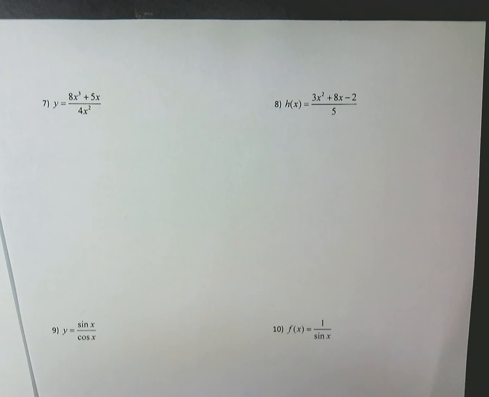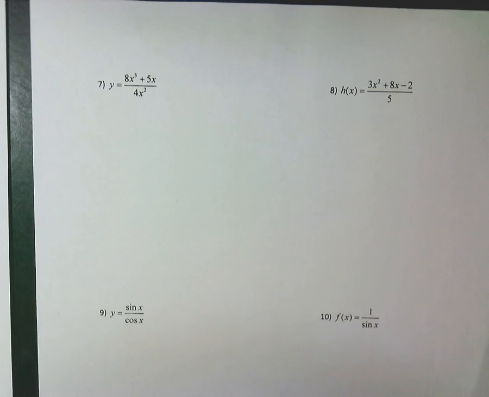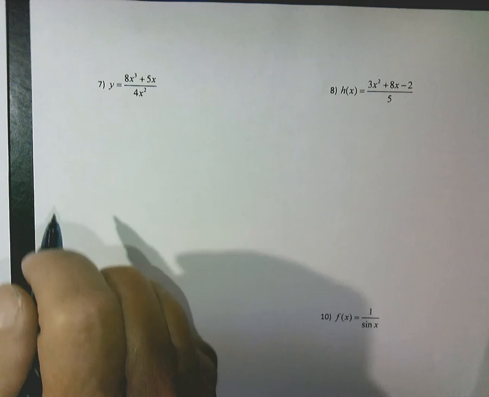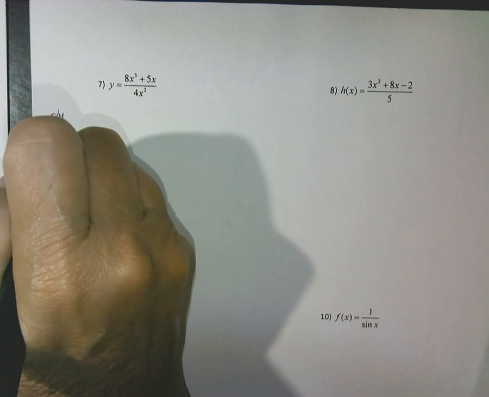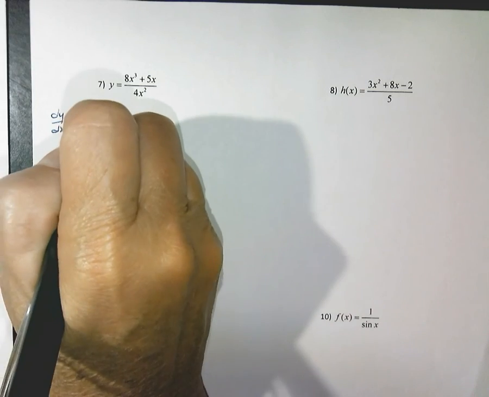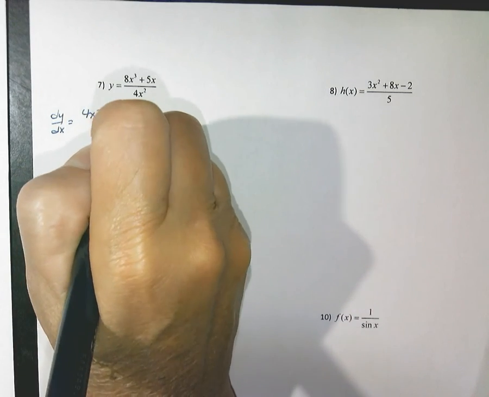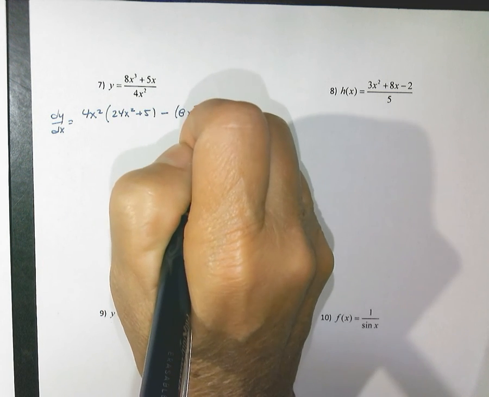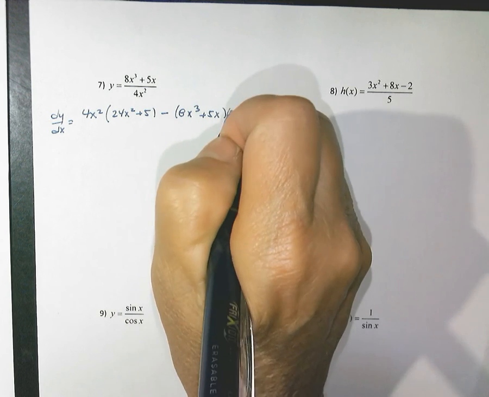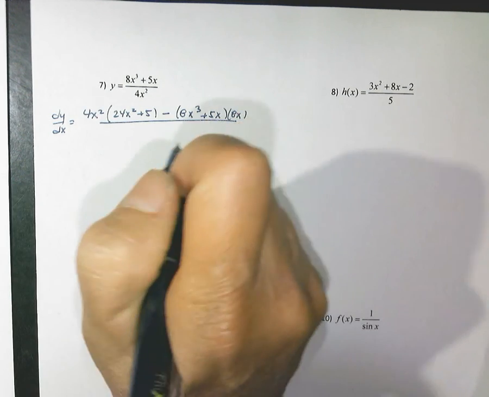Okay, on the back, I picked each one of these to show you something specific. So the first one, I'm going to do it a couple different ways. I'm going to use the quotient rule first. Then I'll show you an alternative way. So I've got the derivative of y with respect to x: low, d high, minus high, d low, over low squared.